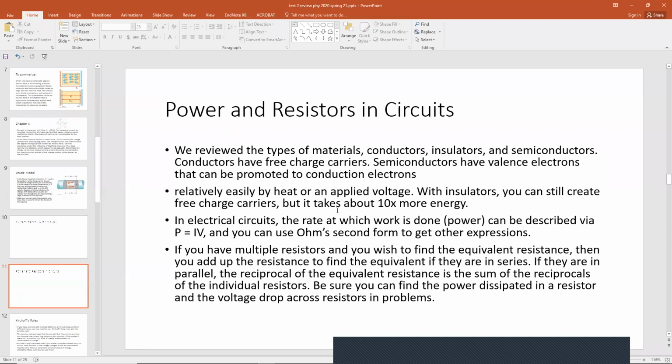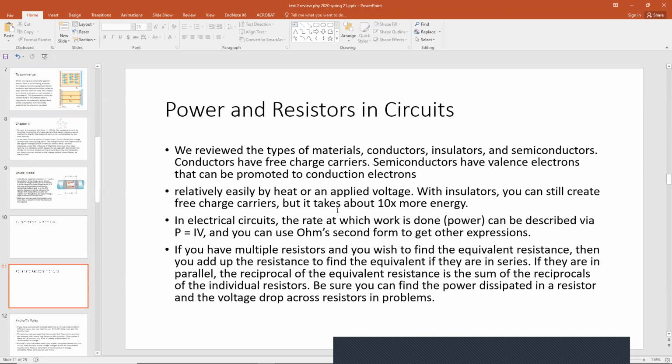We reviewed the three types of materials: conductors, insulators, and semiconductors. Remember that Ohm's law, which I talked about on the previous slide, is only valid for ohmic materials, which are usually the metals and not the semiconductors, okay, or the insulators. So talking about that, we already talked about the Drude model for conduction, which covers conductors. Insulators and semiconductors are different. They have what's called a band gap.